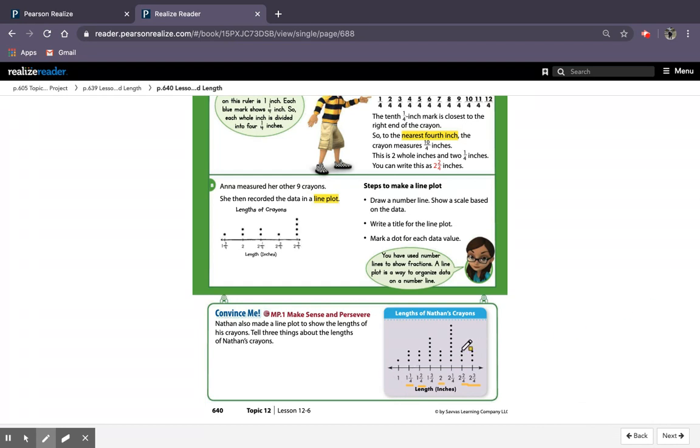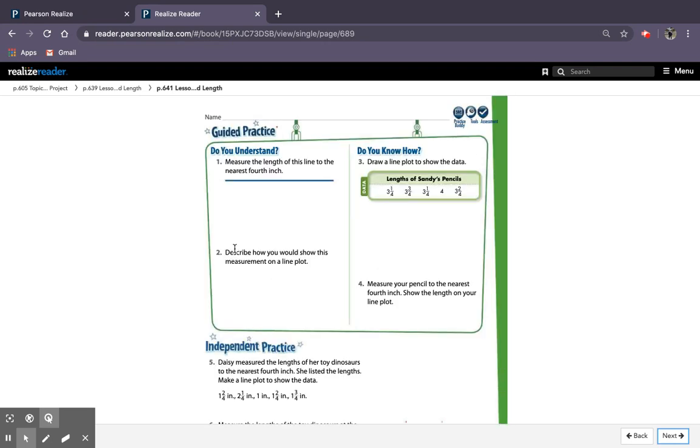I could have said the 2 most common lengths were these 2 measurements, 2 1/4 and 1 3/4. Again, as long as you're just looking at the data and you told me 3 things that you noticed about these dots and the lengths on the graph, you're good. Okay, I'm going to erase it and go to the next page. Again, I didn't draw a whole lot, so there wasn't really anything to correct and copy on your end. Just make sure you're hopefully listening. And then we're going to go to our guided practice.